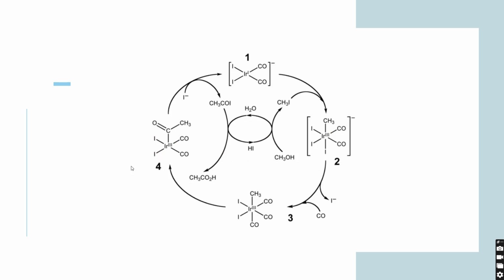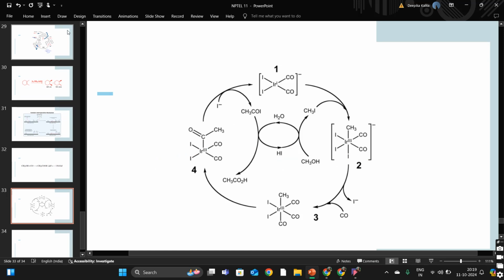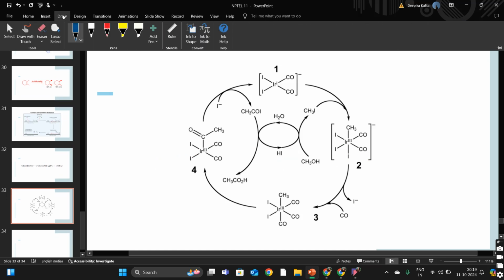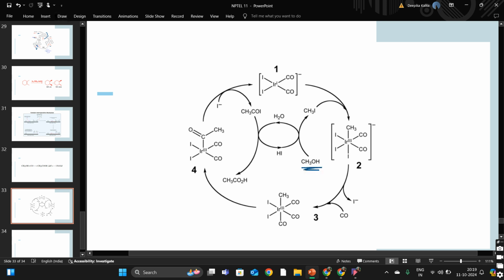Okay, so this is the reaction mechanism. So the mechanism starts from, let me show you step by step. Mechanism starts from here. Okay, methanol is taken and it is first reacted with hydroiodic acid HI. Okay, and reaction between methanol and HI will give us methyl iodide in the reaction system.